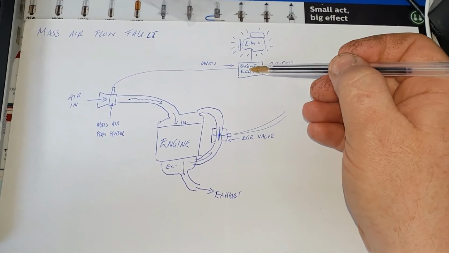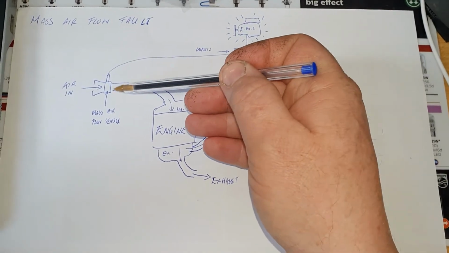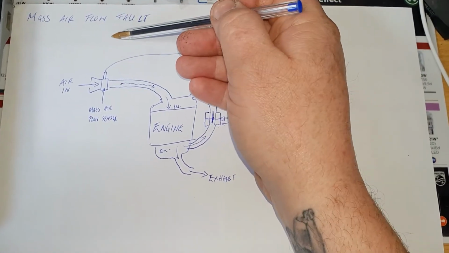And in turn, what happened then was the engine ECU said, hold on a second, there's something wrong here because I'm not seeing what I should, and it flagged it as a mass airflow fault.